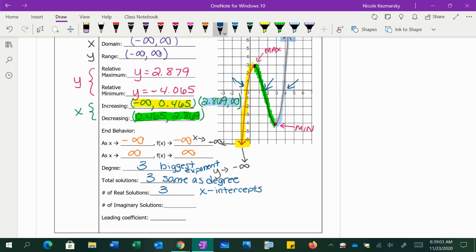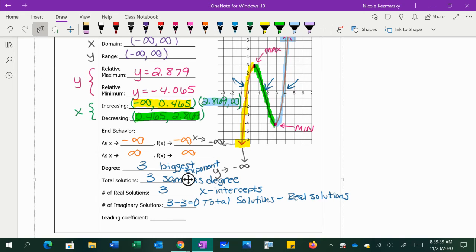Imaginary solutions are not shown on the graph, which means that for imaginary solutions, we have to subtract the number of reals from the total number of solutions, because total means real and imaginary. So this is going to be total solutions minus real solutions. And so that's going to be, in this case, 3 minus 3, which is 0.